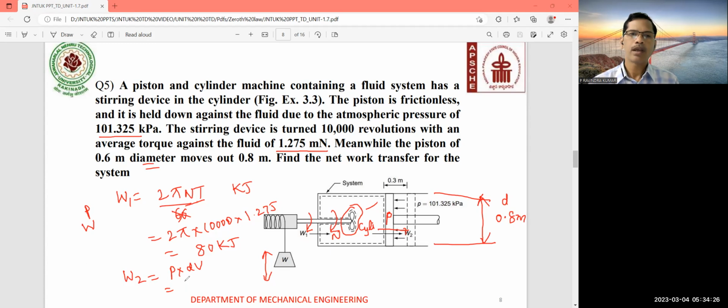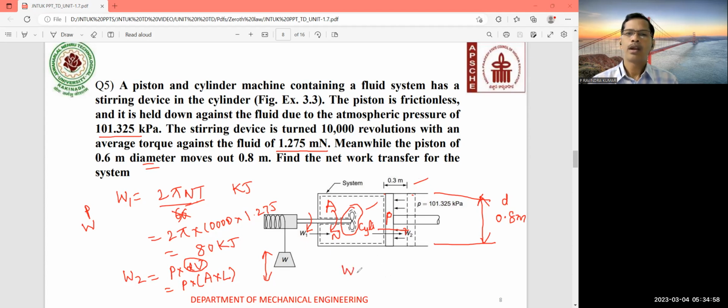Here you can also consider it as P into dV, that is the volume, where that volume is area into length. That volume is area into length, right? So this is the change in volume, dV. Here this is the total area, and the piston is going to displace 0.3 meters.